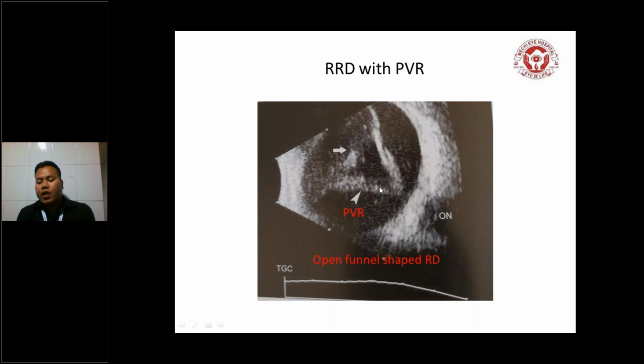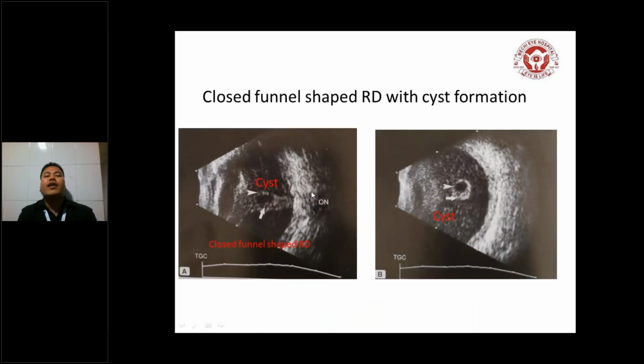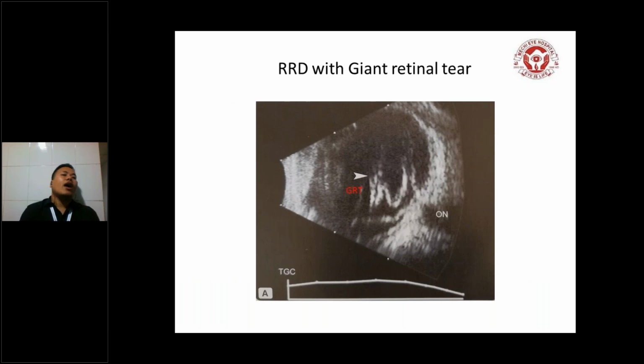If the shape of the RD becomes closed funnel-like, then it is an old RD. And in case of old RD, we find there is a cyst-like structure. In case of RRD, if there is a presence of folded membrane, then we have to suspect there is a giant retinal tear.